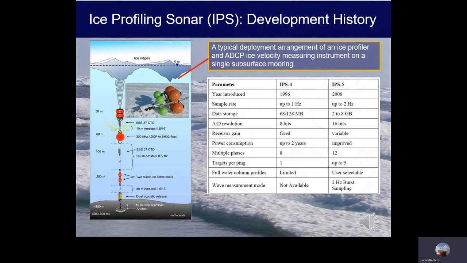Following that, additional work was done to develop the IPS-5. The IPS-5 was introduced in 2008. It had a faster sample rate, was able to record multiple targets per ping. It had an increased number of phases, more memory, and the ability to do wave measurements as well. Since then, more research and development has been done to develop the log IPS, and I'll talk to you a little bit more about that.